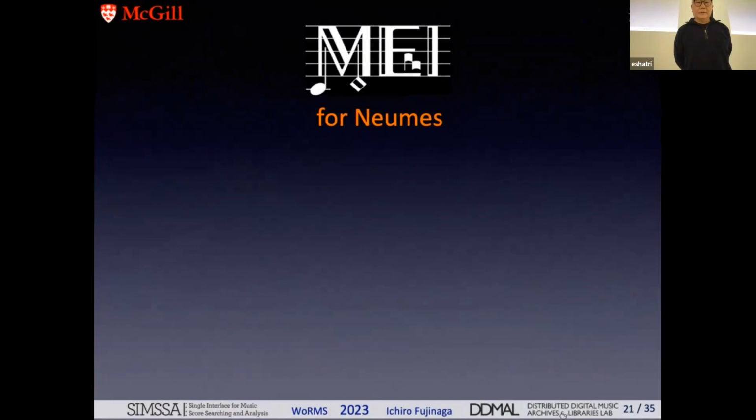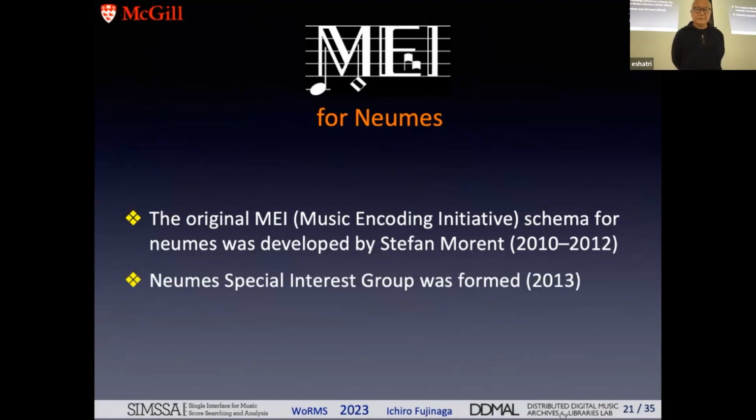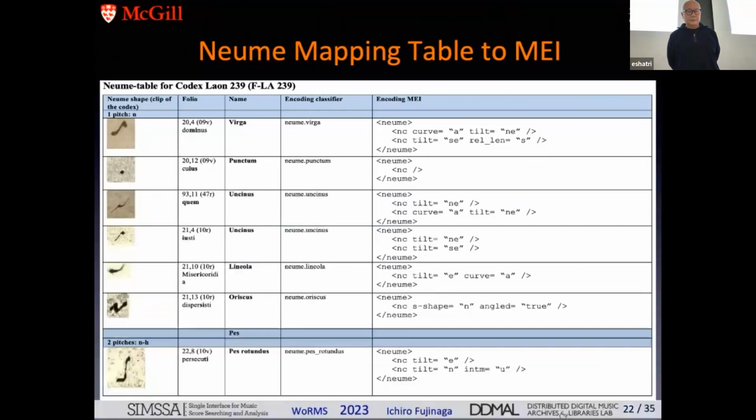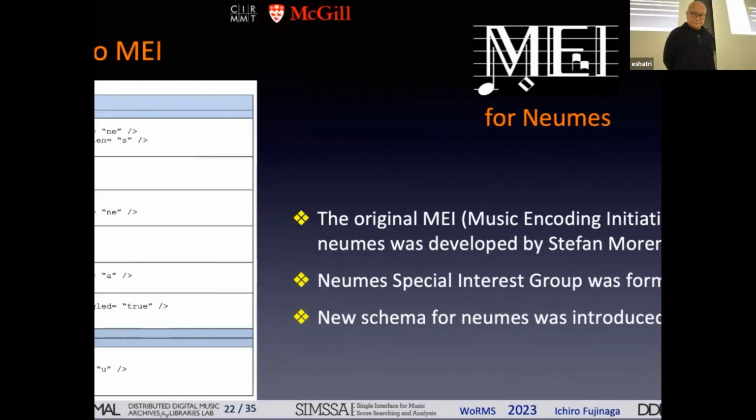Okay, so let's briefly talk about MEI for neumes, which is a little bit different. So this was started in 2010 by Stefan Morent, and we formed a special interest group in 2013. And there was a new schema that was introduced, as MEI 4 in 2018. So we're still trying to adapt to that change.